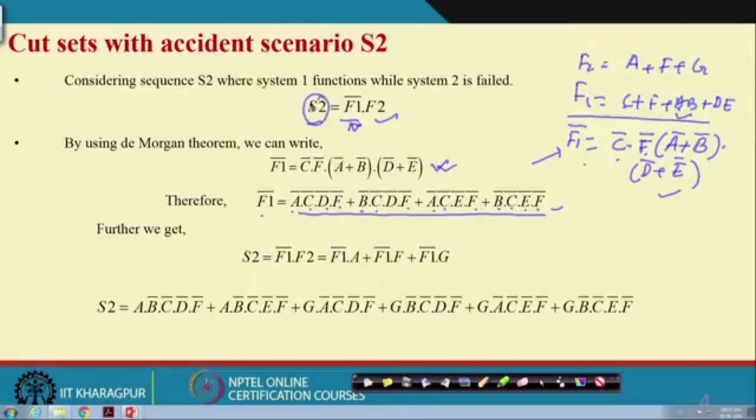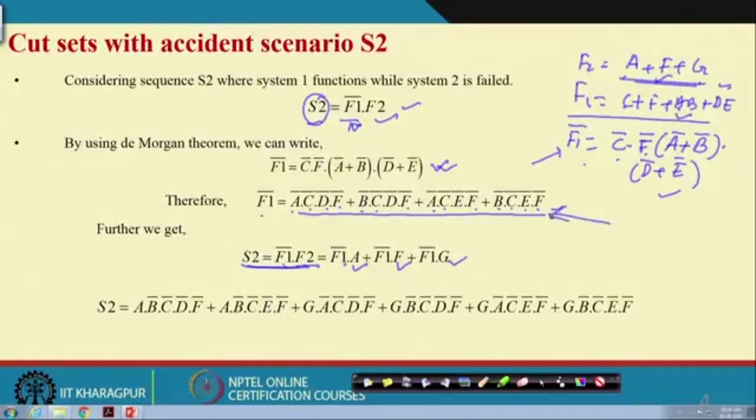The sequence is S2, which is F1 bar into F2. So we are writing it like this: F1 bar into F2. What is F2? F2 is A plus F plus G. So if you write F1 bar F2, then it is F1 bar into A plus F1 bar into F plus F1 bar into G. Okay.